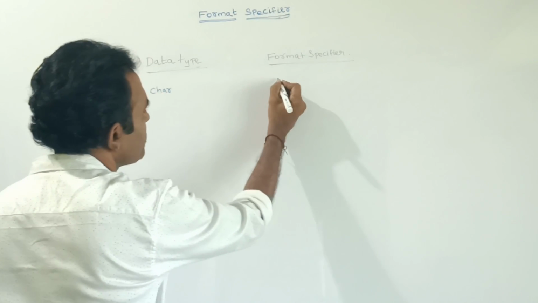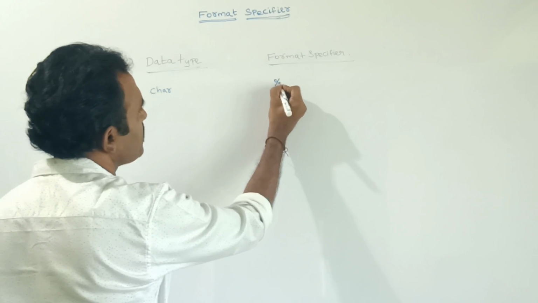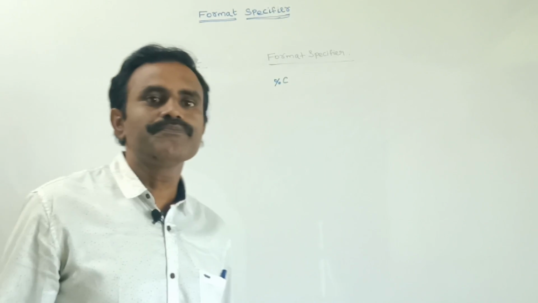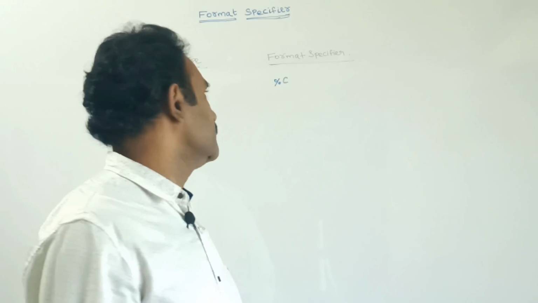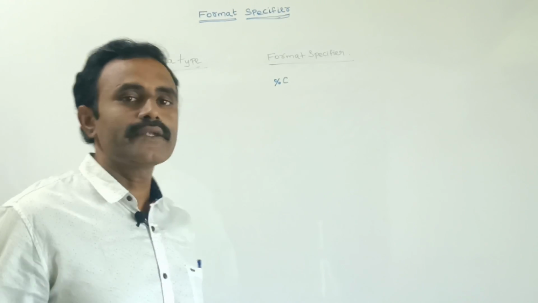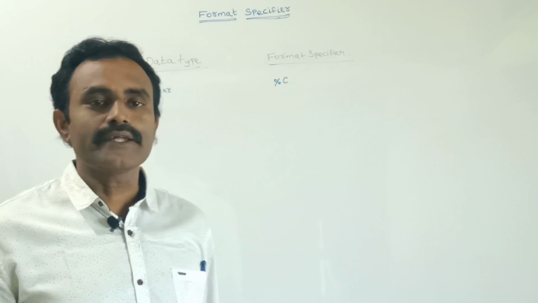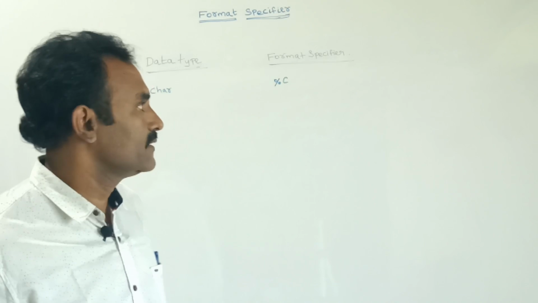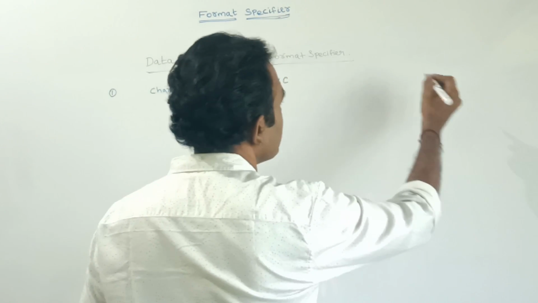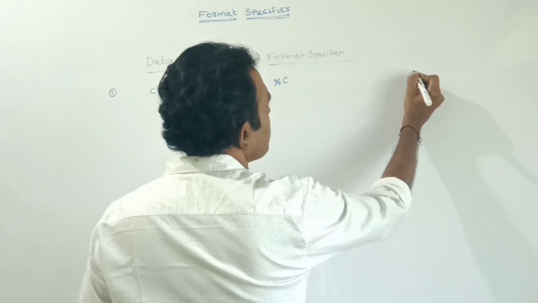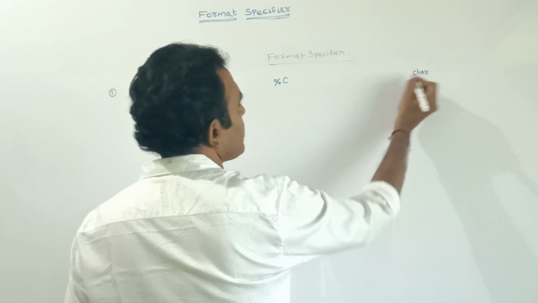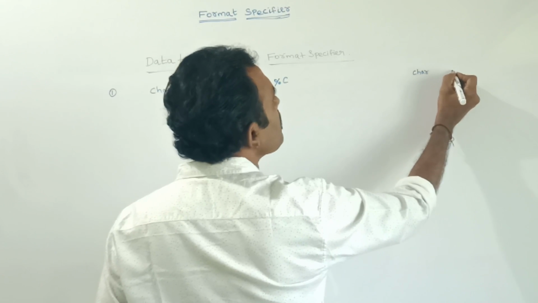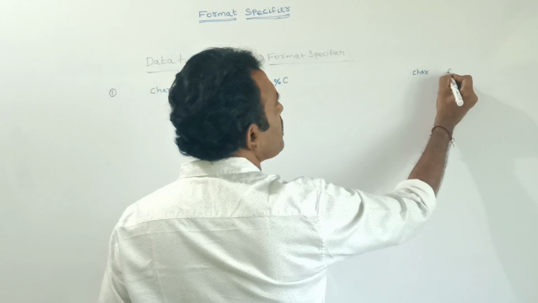Here the format specifier for CHAR, character, is %c. This %c is used to store a letter in a variable. The character we already saw in data types. What is the default size of a character? The default size is 1 byte for a character. See, suppose I am declaring a variable here, CHAR, that is character, and I am mentioning the variable name a.